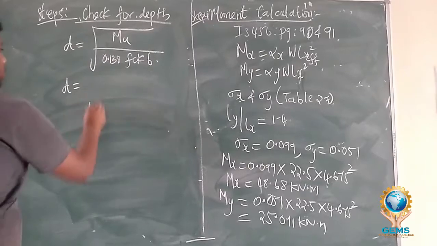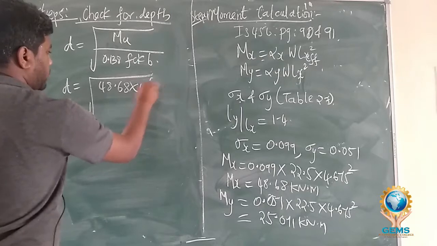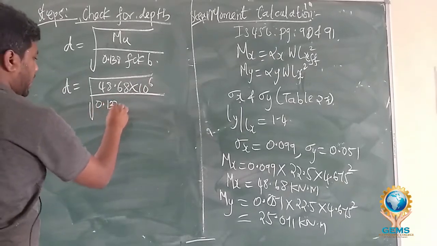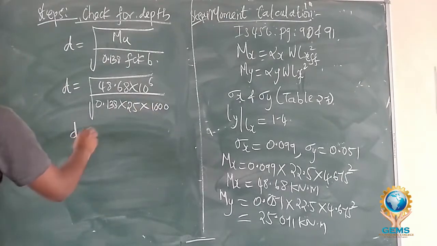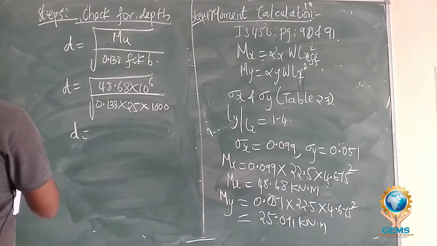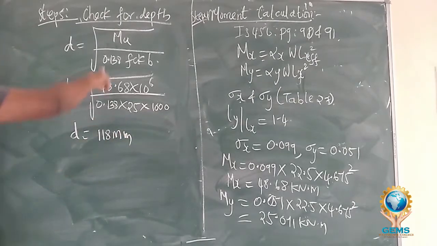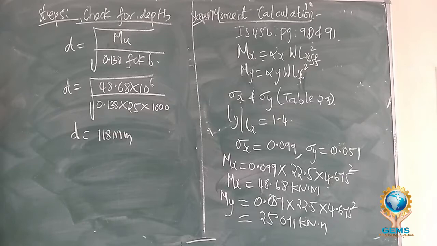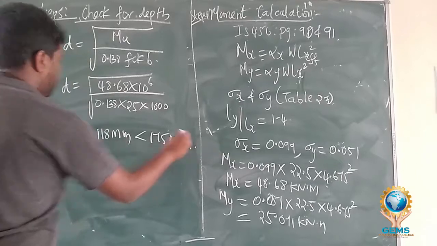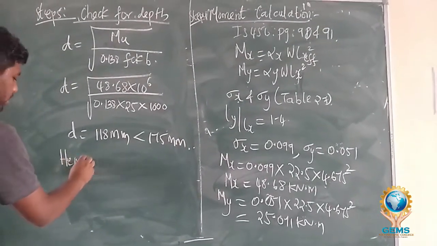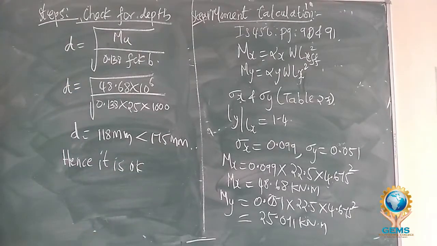So d is equal to root of 48.68 into 10 to the power of 6 divided by 0.138 into 25 into b, where b value is 1000. So now your depth value is 118 millimeter. This calculated depth is less than the calculated depth in step number 1, so it is less than 175 mm. Hence it is safe. Hence it is okay. So this is how you will check for depth.